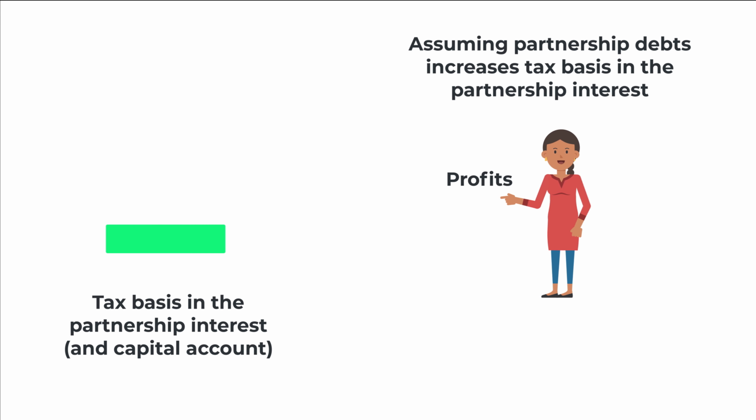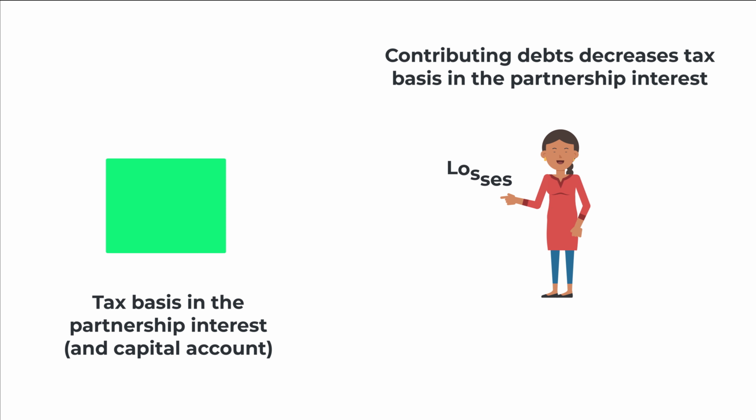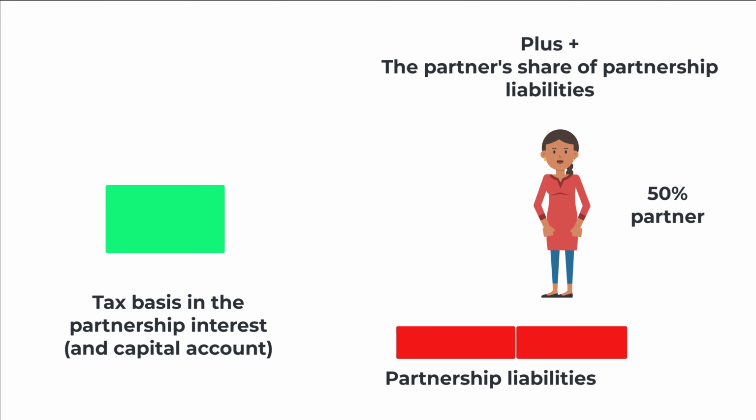When a partner is allocated a share of partnership profits, that makes the partner's tax basis get larger along with the partner's capital account. When a partner is allocated a share of partnership losses, that makes the partner's tax basis get smaller along with the partner's capital account. All of these events make partnership basis get larger and smaller along with the partner's capital account.